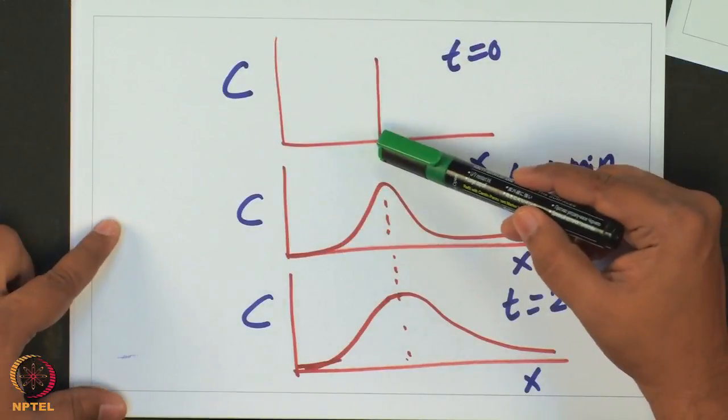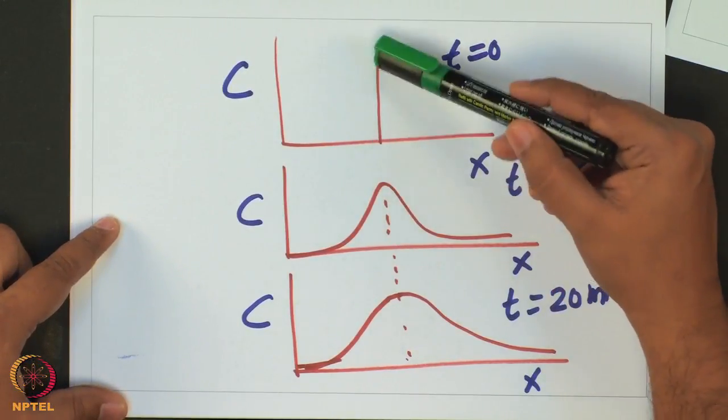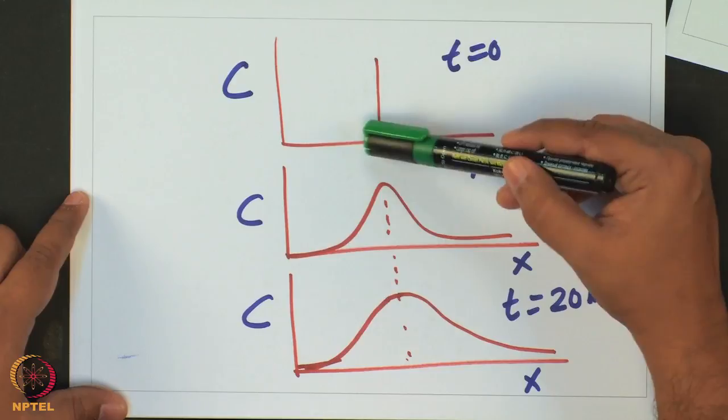This need not be the solution always. This is a typical solution. Such solutions are obtained by assuming two things. One is that at t equal to 0, the concentration is highly peaked at one point.